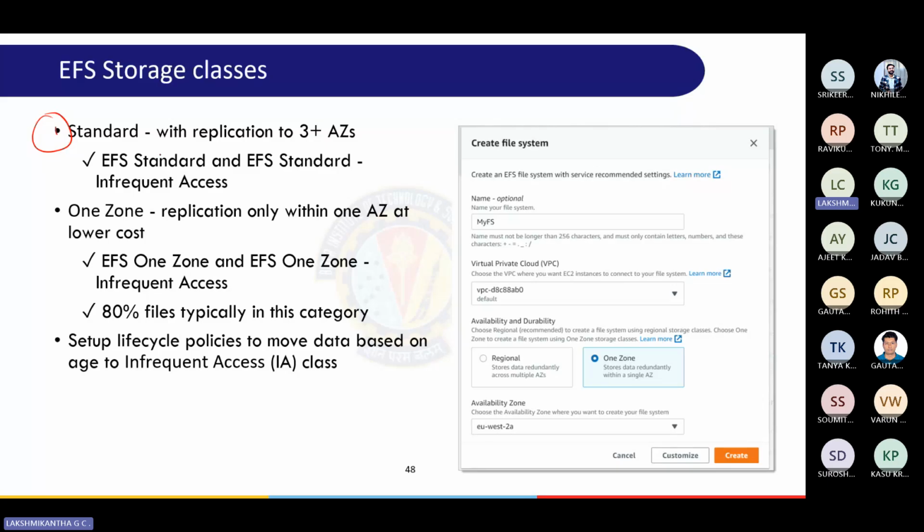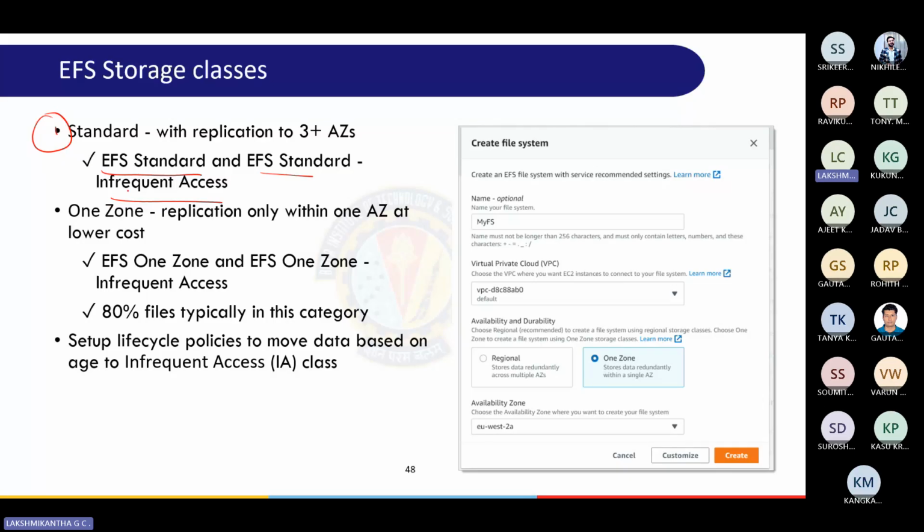So standard is also called EFS standard, and the second one is EFS standard infrequent access. So let me start with both, guys. EFS standard and EFS standard infrequent access. EFS standard. Guys, this EFS standard is a high durability option with replication to 3+ AZs. So this is for your frequently accessed mission critical data.